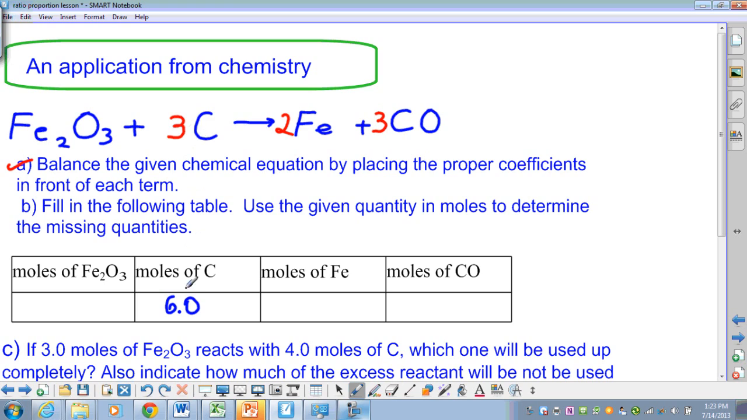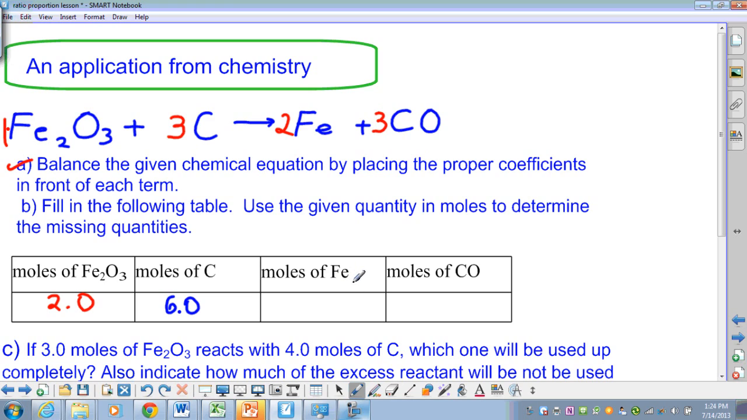But we have 6. So there we see a very clear pattern, right? It was exactly doubled. So we can use the same pattern here, double that one. Again, if there's nothing in front, you can assume there's a hidden 1 there. So now we're doubling it, so that'll be 2.0 moles of iron oxide will be needed.